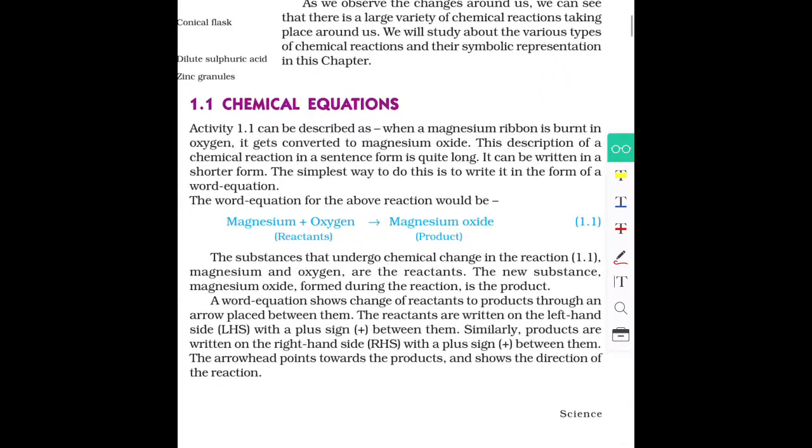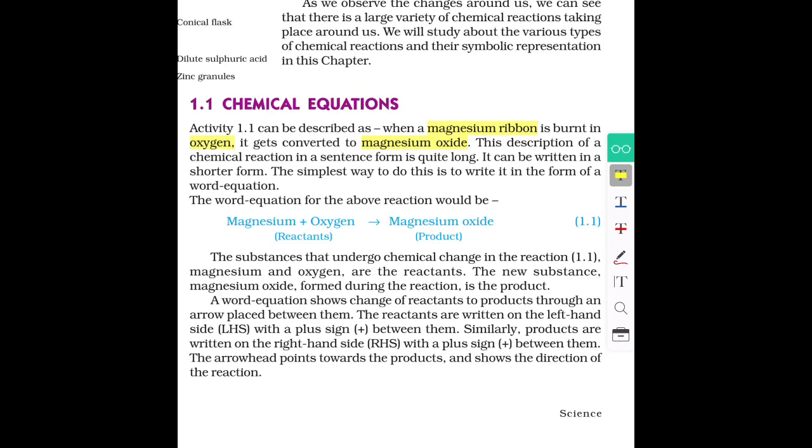Activity 1.1 can be described as: when a magnesium ribbon is burnt in oxygen, it gets converted to magnesium oxide. This description of a chemical reaction in sentence form is quite long. It can be written in short form. The simplest way to do this is to write it in the form of a word equation.